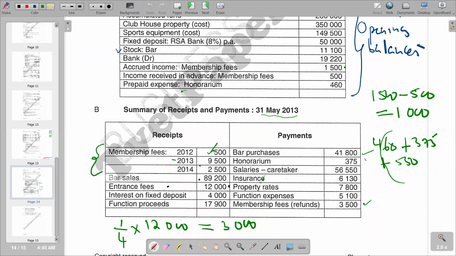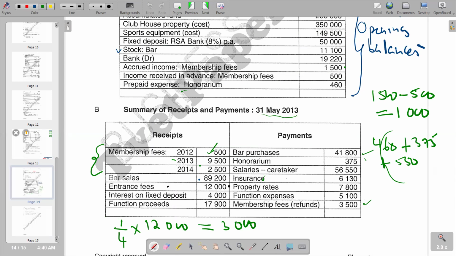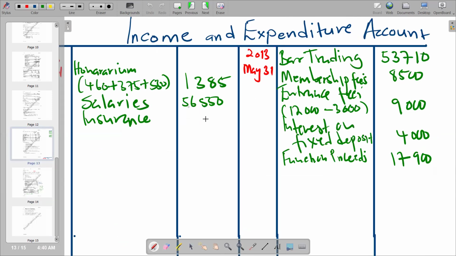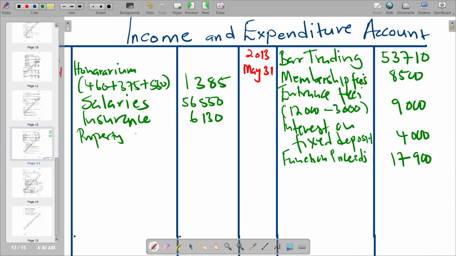Again, we put insurance 6,130. We enter that one again. We do not have anything affecting our insurance. And the amount is 6,130. Then we go again after insurance. We put property rates 7,800. And then we go there again.